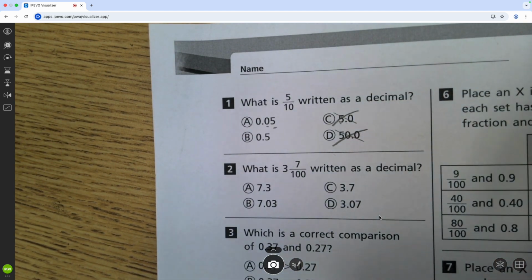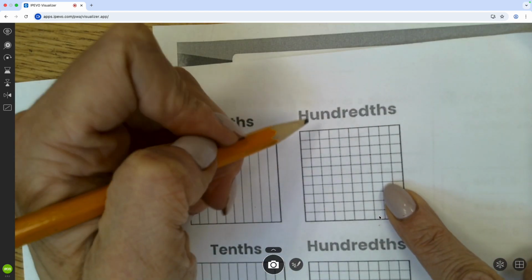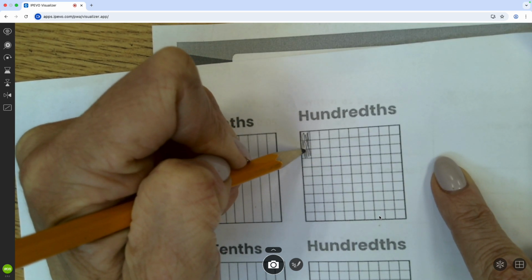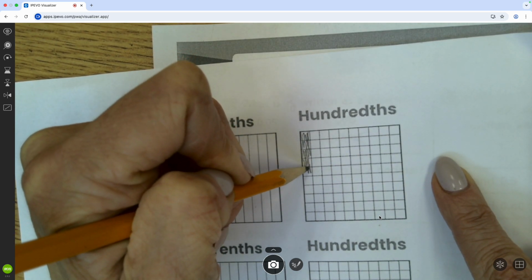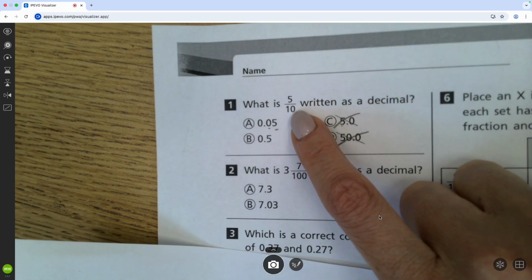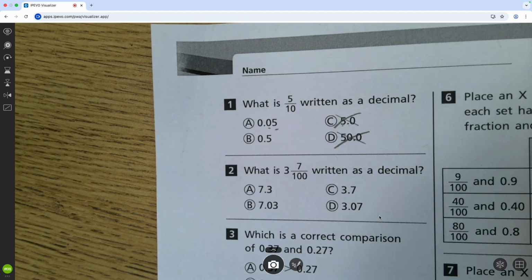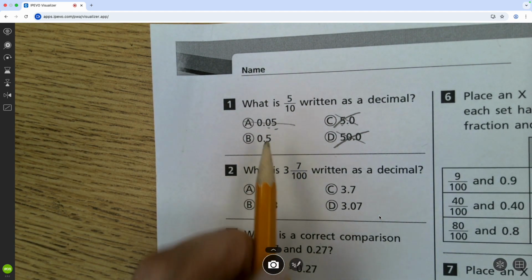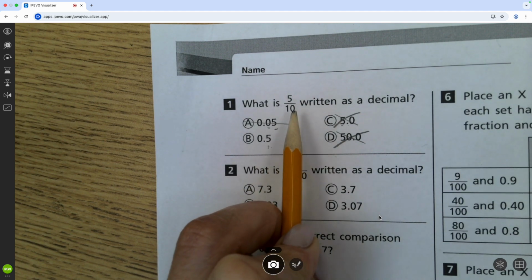If I looked at my hundredths and I colored 5 of them in, that is 5/100ths. Is 5/100ths the same as 5/10ths? No, it is not. So this cannot be. And here I have the 5 in the tenths place. This is 5/10ths.